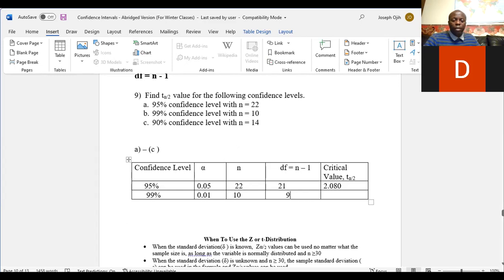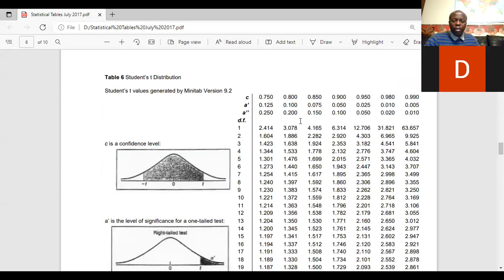We go there and look for it. So you'll find under 9. Let's see, under 9, 9 degrees of freedom. 99% is right here. This one, 0.01. Under 9, this is the degree of freedom of 9. You follow it across to that. See right here, 9 degrees of freedom under 99%. So 3.250. Okay.